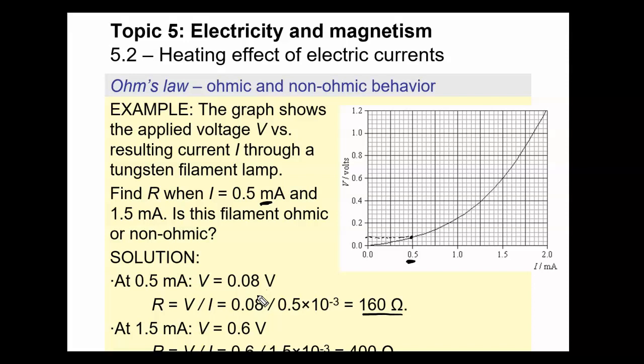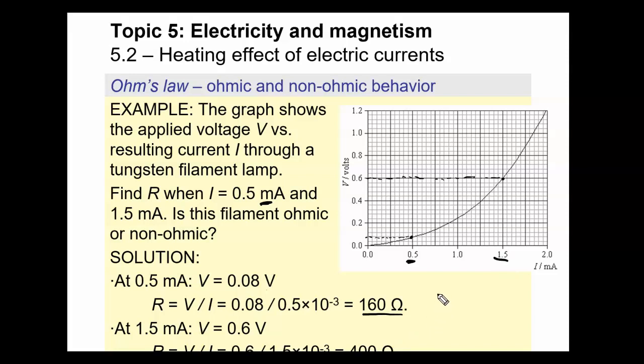Now, if we're asked, is the filament ohmic or non-ohmic? If it was ohmic, you would expect that resistance to always be the same no matter what the current was or no matter what the voltage was. You would expect that ratio to stay the same. But if you actually use the graph to find R at 1.5 milliamps, again, you go to the graph, find 1.5 milliamps, go up, go over, and find 0.6 volts. You do 0.6 volts divided by 1.5 milliamps, and you get 400 ohms.